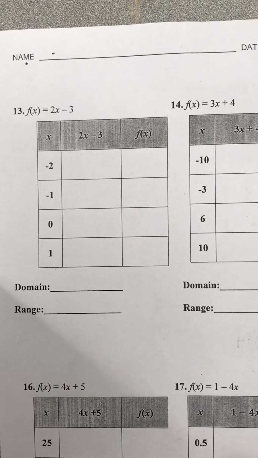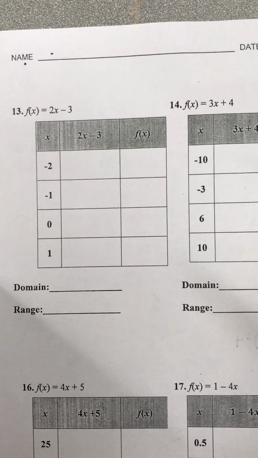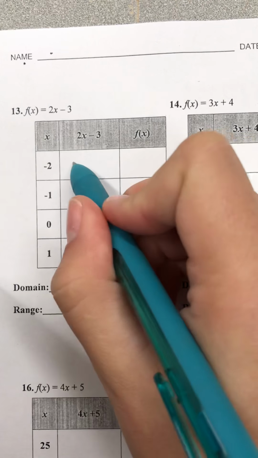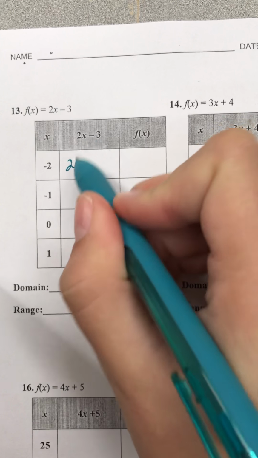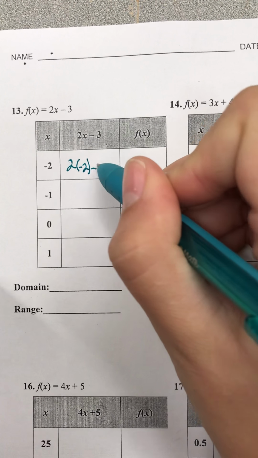If I flip it over and I look at problem 13, I need to plug in -2, -1, 0, and 1. So anywhere I see an x, which is right next to the 2, I'm going to put parentheses, substitute in my value.